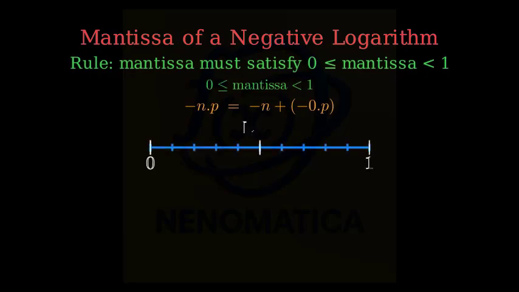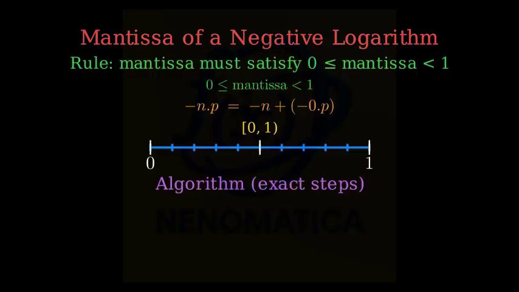Here is a simple visual. A number line from 0 to 1. The mantissa always lives in this interval. Now, we follow the standard algorithm step by step to convert minus n point p into a valid characteristic and mantissa form, without changing the order or the wording of any step.